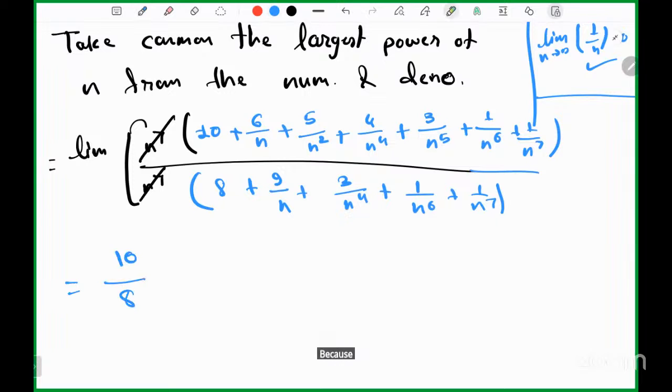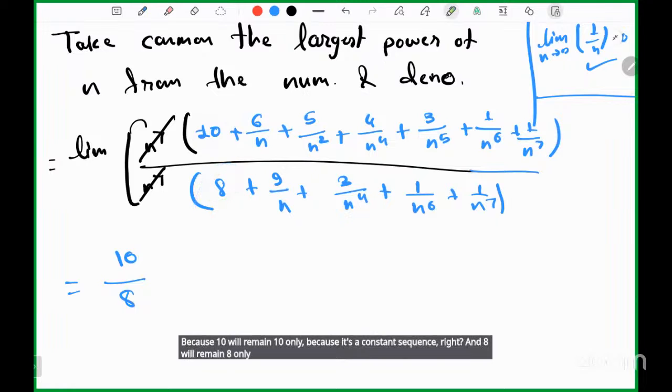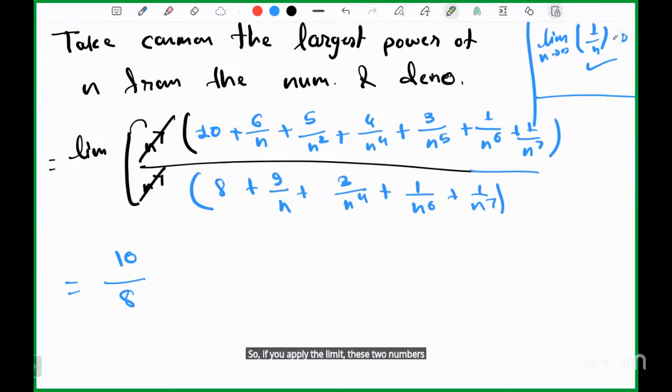Because 10 will remain 10 only, since it's a constant sequence. And 8 will remain 8 only because there is no involvement of n. So if you apply the limit, these two numbers won't change. That's why we have 10 by 8, and this is the same as 5 by 4.